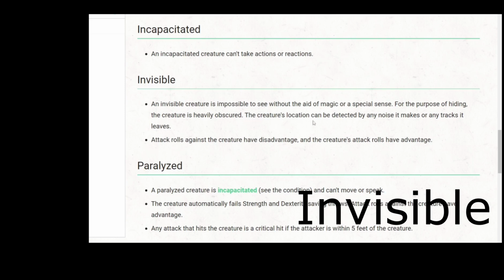The creature's location can be detected by any noise it makes or tracks it leaves, so a good perception check could still find you. Attack rolls against the creature have disadvantage, and the creature's attack rolls have advantage, so a rogue that has invisibility cast on it, it's just a thought. Wizards, rogues, BFFs, I'm just saying.